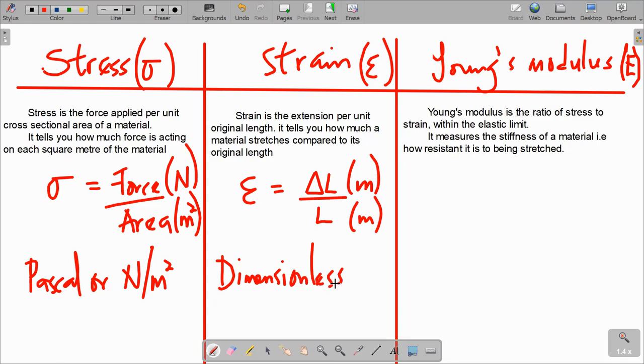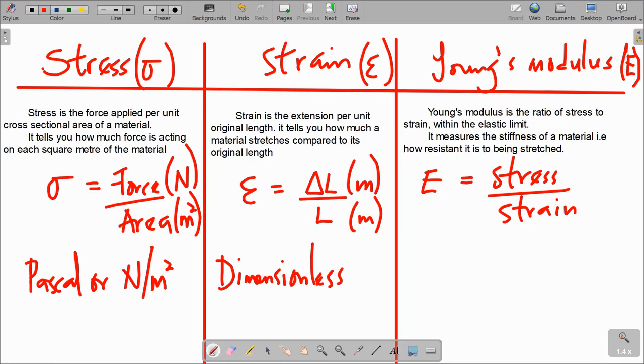Then we'll go on to Young modulus. Young's modulus is the ratio of the stress to strain within the elastic limit. If you remember, Hooke's law states that the force you apply to a given elastic material is directly proportional to the extension, provided that the elastic limit is not exceeded. Provided that this elastic limit is not exceeded, that's when Young's modulus holds. It is the measure of the stiffness of a material, that is, how resistant it is to being stretched. So the Young modulus E is given by the ratio of the stress to the strain.